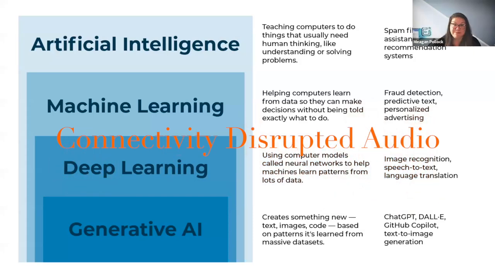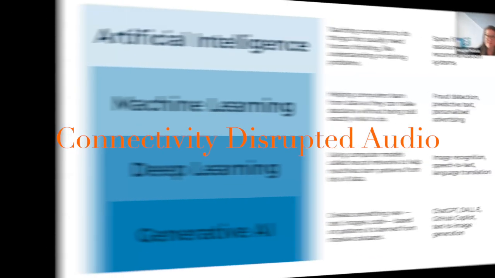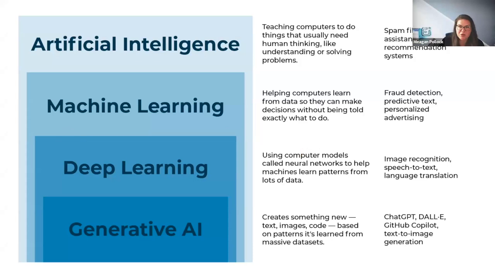Artificial intelligence isn't new. The term was coined in 1956 at the Dartmouth Conference, which is considered the birth of AI as an academic discipline. Artificial intelligence is the overarching field that focuses on designing machines that mimic human thinking and behavior, such as learning, analyzing, and decision making. It's really the umbrella term for all intelligent systems.